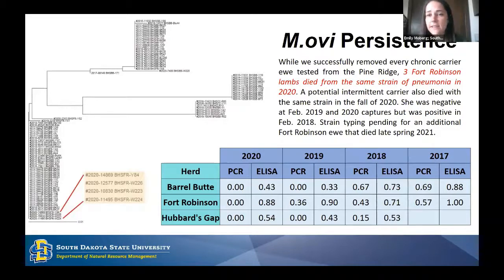And then we did have an additional Fort Robinson ewe that died in late 2021. She was predated, but she tested positive for Movi. And she was positive in 2017 and then negative 2018, 2019, and 2020. So it's all going to be very interesting to see how these overlap and correspond with their different strain types.